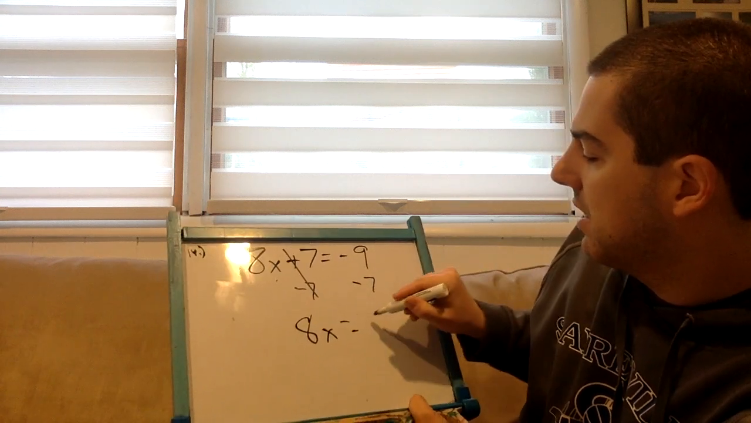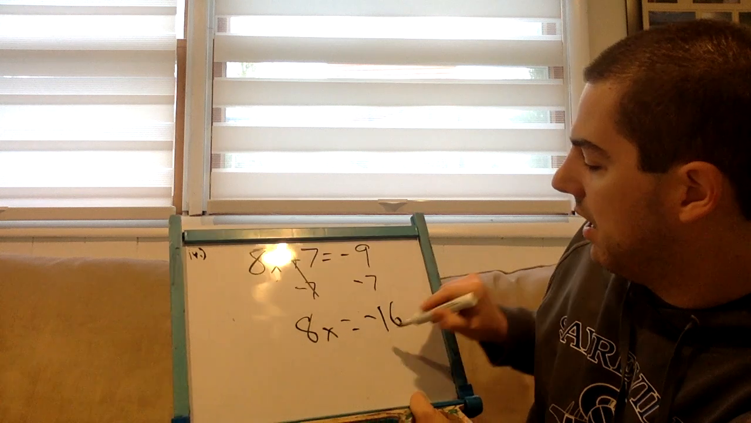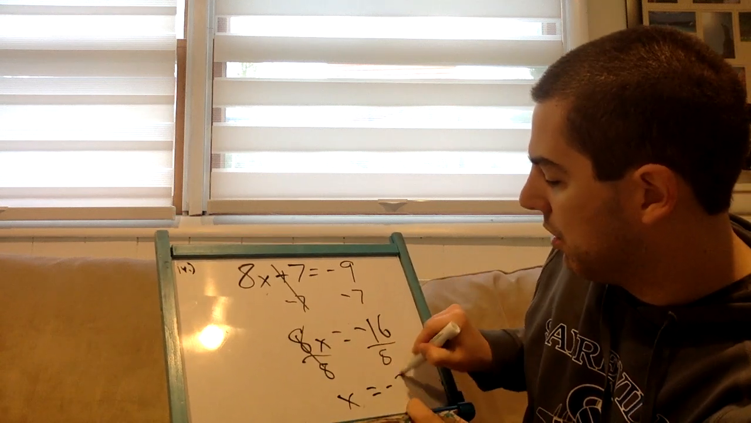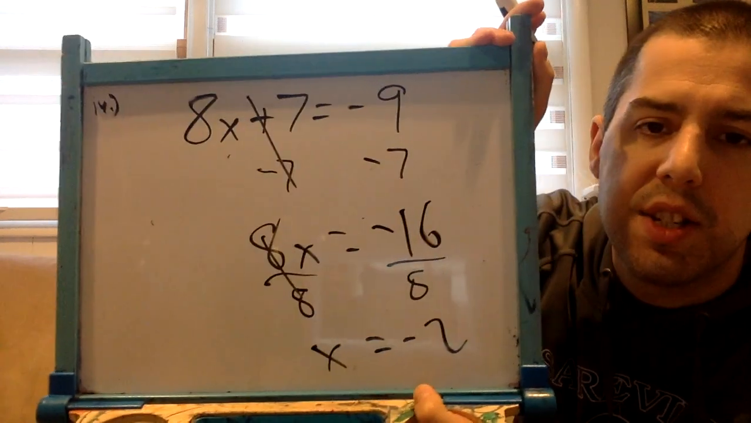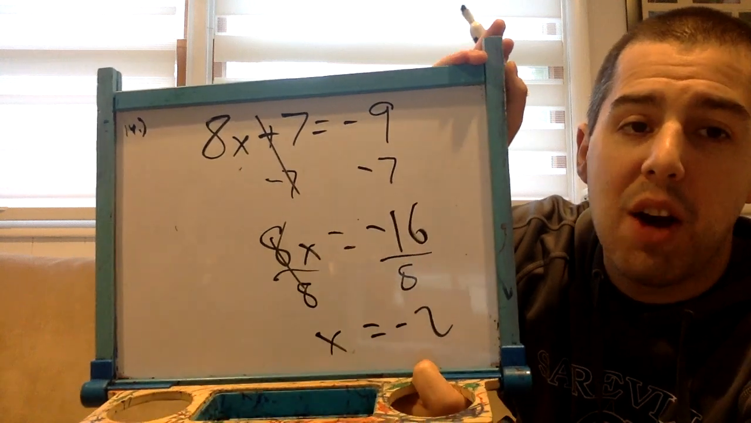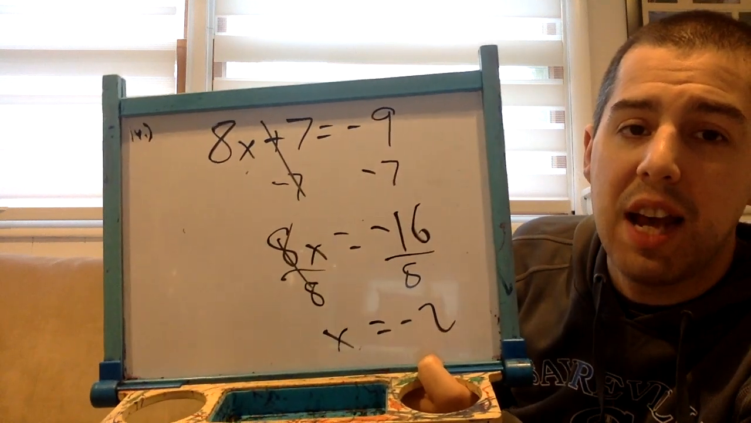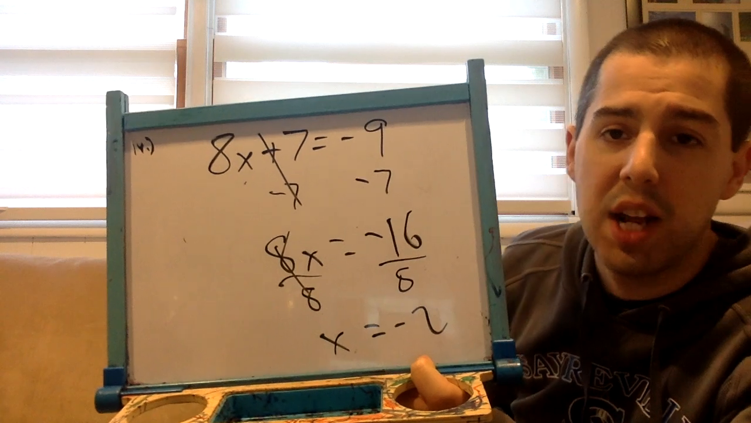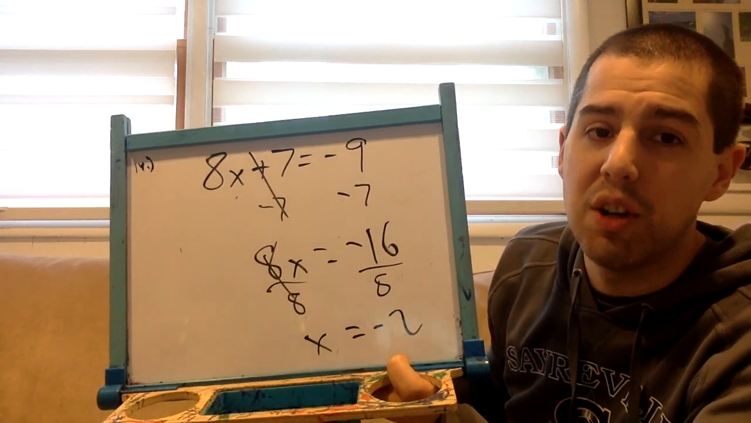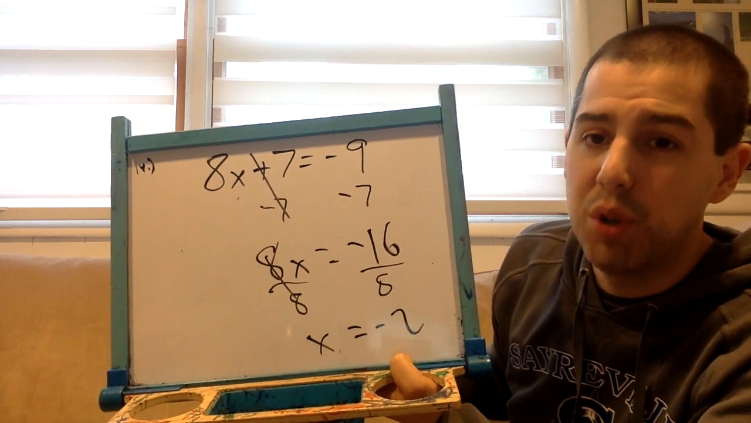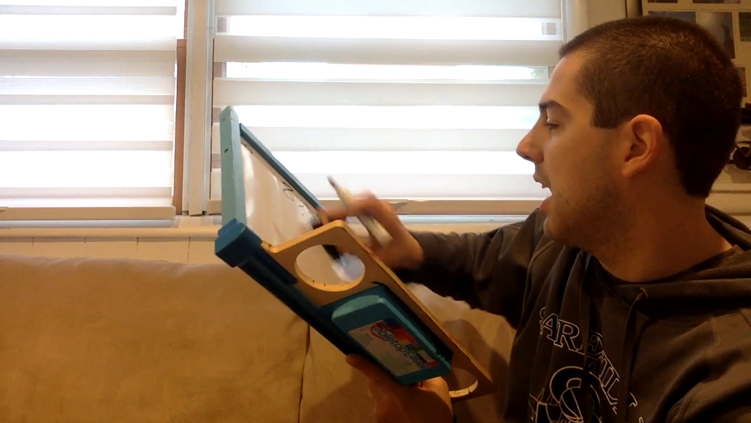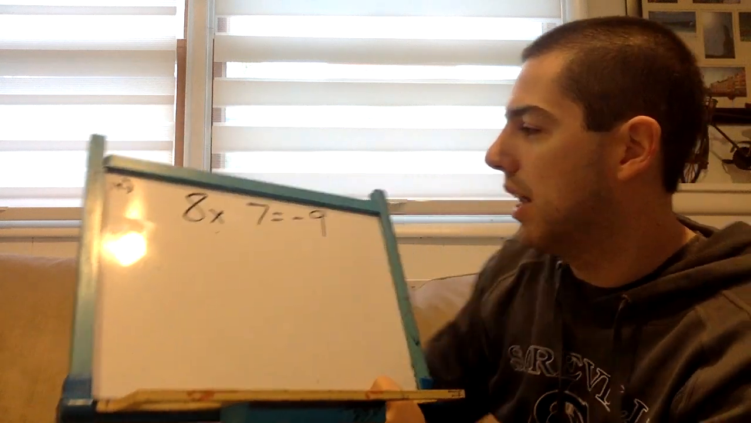Now I have 8x equals negative 16. Divide both sides by 8, and I get x equals negative 2. This is the correct work for number 14. Now, for number 14, you're also going to have to do a check step. A check step is where you substitute your solution back into the original equation and prove that the left side equals the right side. I'm going to say it 3 times because it's so important.